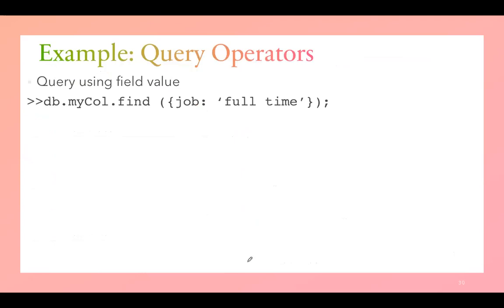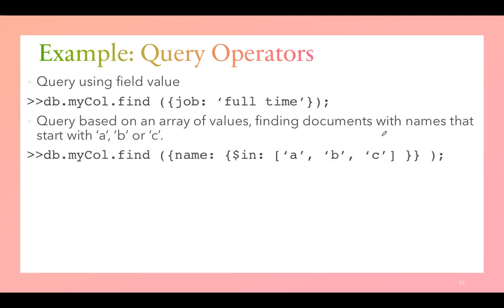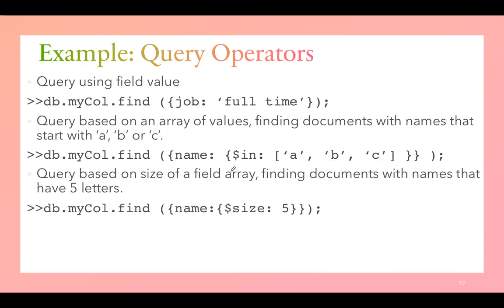So another example, you can query and find a value. For example, I'm interested in only those documents where the job is full-time. Simple. This is equivalent to writing job equals full-time. Same thing. Or if you want to use $in, that means query based on an array of values. This is the array of values. Finding documents with names that start with ABC. So this is how you can have it.